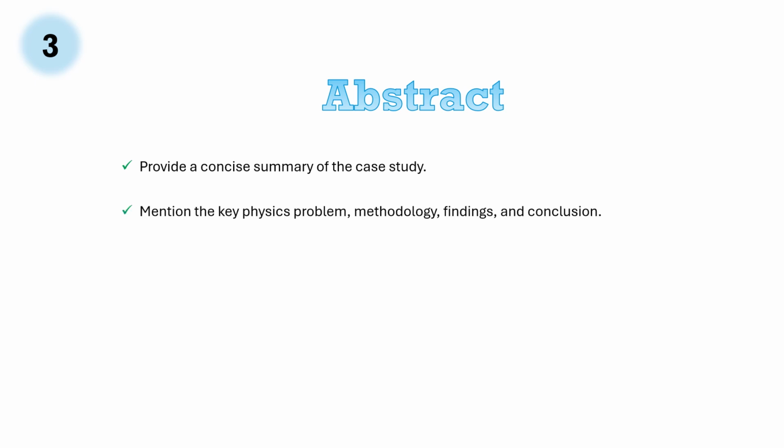Next point, with which we are going to start the actual report, is the abstract. The abstract is a small summary related to the report, and in that you have to provide the physical problem, what methodology is adopted in the report, findings of the report as well as the conclusion in short. The abstract should be around 150 to 250 words, not less than that and not more than that. 250 words is the maximum limit.